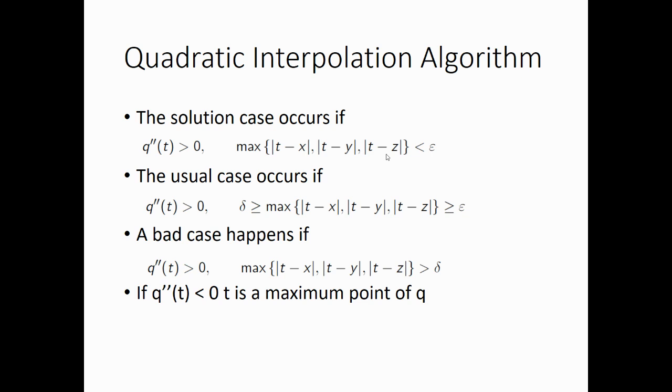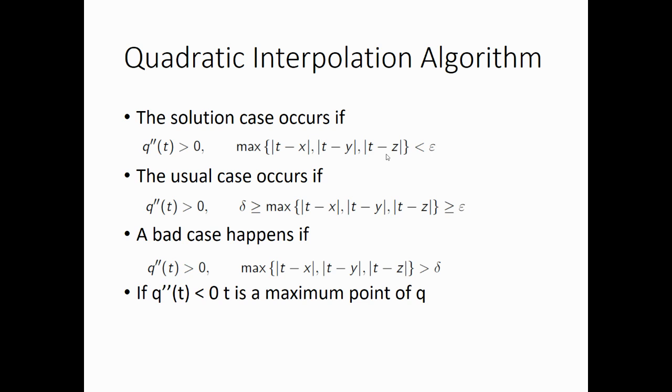The usual case, again, we have q double prime of t is greater than 0, but the maximum of those differences is greater than epsilon. And that indicates t is a minimum point of q, but not near enough to the 3 initial points to be accepted as a solution. Also, t is not farther than delta units from each of the x, y, and z, and can thus be accepted as a reasonable new point. The old point that has the greatest function value gets replaced by t, and its function value by f of t.